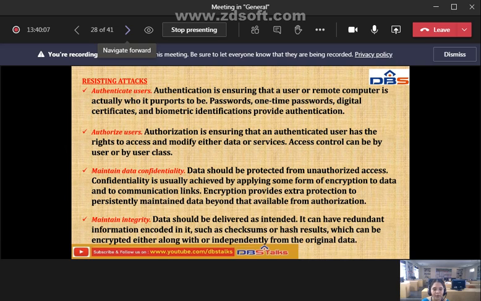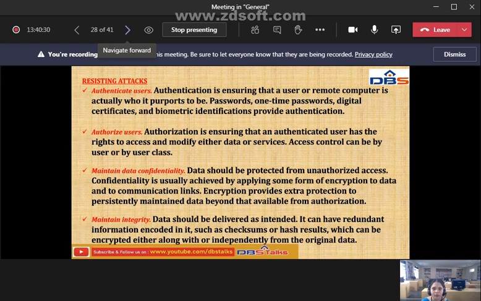Biometric identifications provide authentication. So the authenticated person or users have these types of important confidentialities, and that is called authenticated users. Next, authorized users. Once we have the authentication, the user needs to be authorized.